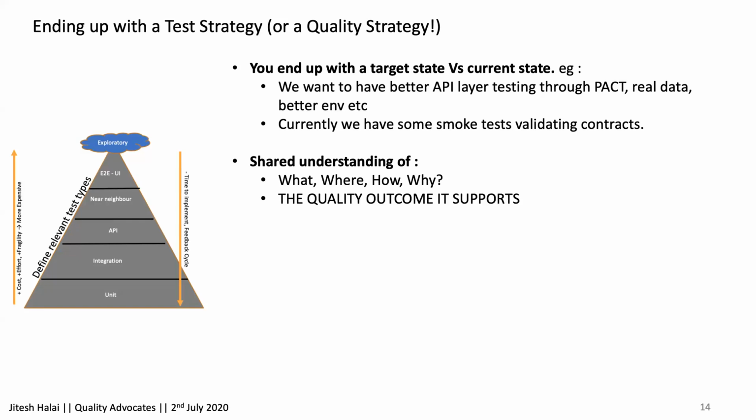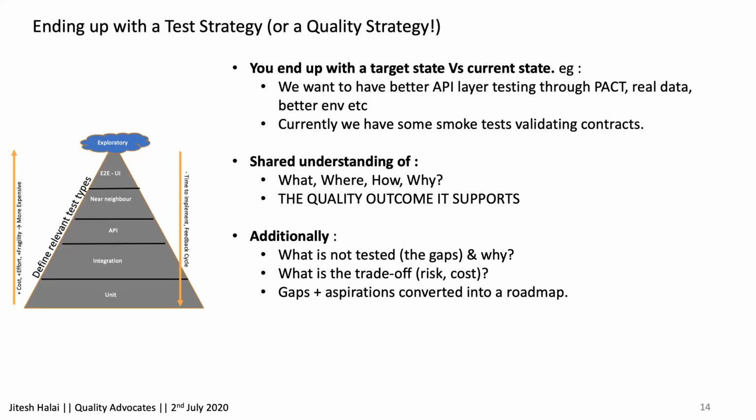What you also get is a shared understanding, which, as I say, is more important than almost writing it. Everybody understands what is tested, where it's tested, how it's tested, and why it's tested. And the quality outcomes, which are the attributes that we're measuring, support that. Additionally, we then understand what is not tested, and the gaps and why. You associate this with the trade-off, the risk, and the cost, and think, this is our job as test leaders.